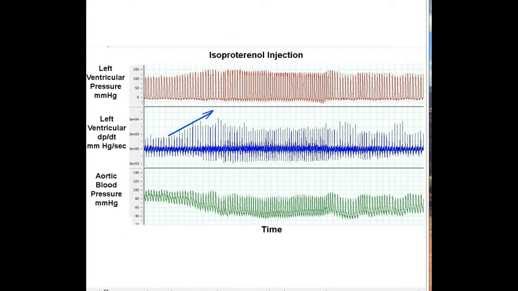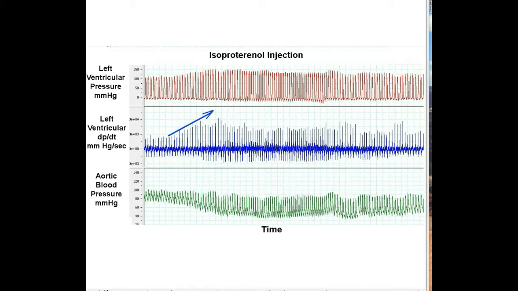In this first example, obtained from conscious dogs, we show the recording of the changes of left ventricular pressure, left ventricular dP/dt, and aortic pressure. Isoproterenol is a beta agonist that increases contractility, heart rate, and causes vasodilation, thus decreasing preload and afterload. It is obvious that contractility has increased by the increase in the dP/dt.